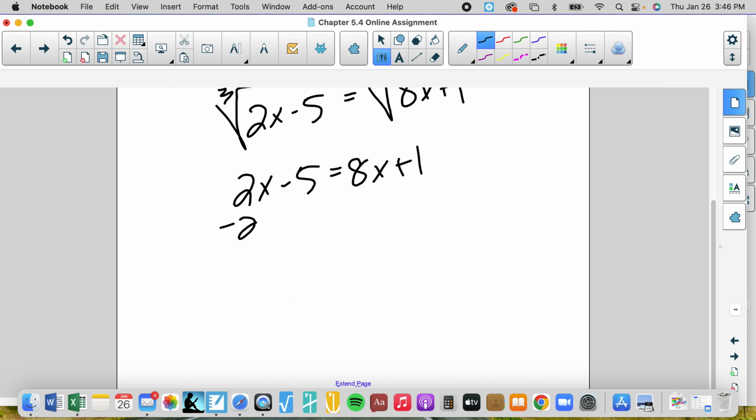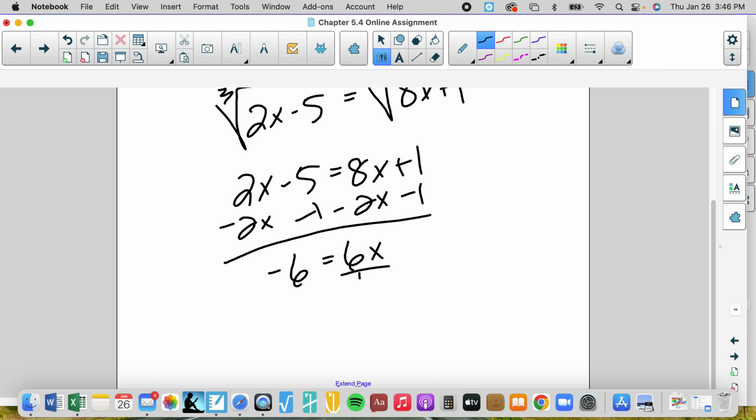We're going to subtract 2x. We're going to subtract 1. We're moving our variables to the right, our constants to the left, and that gives us 6x divided by 6, divided by 6. We get negative 1 equals x.